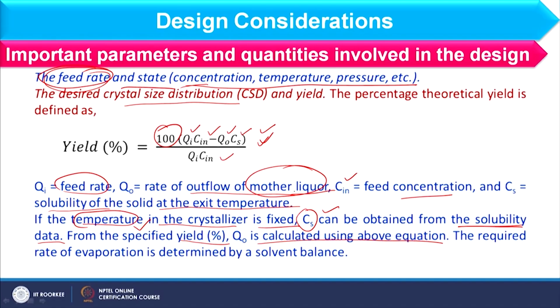So, what should be the flow rate of mother liquor? If we know the yield, we can find that through this equation, right. So, the required rate of evaporation is determined by the solvent balance. In this way, we consider the feed rate, desired crystal size distribution, yield and other parameters.